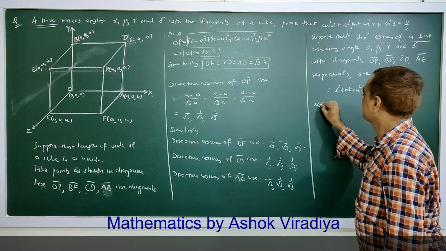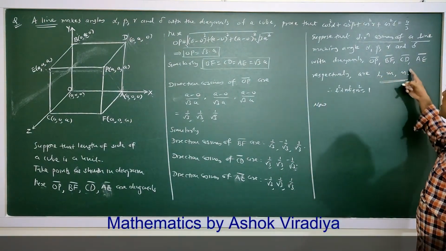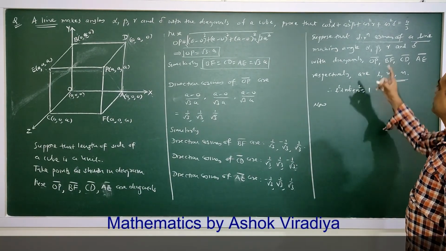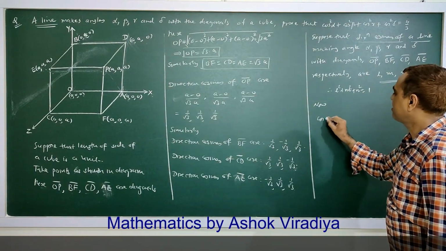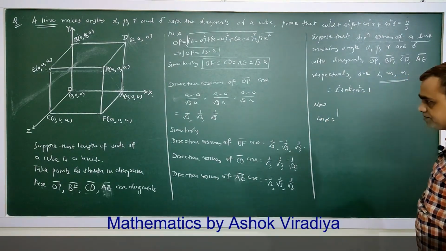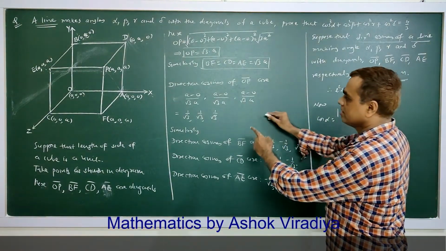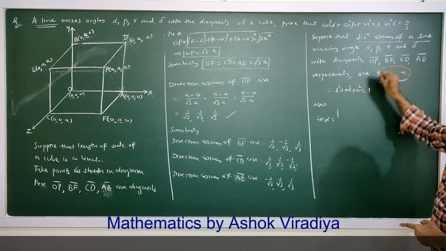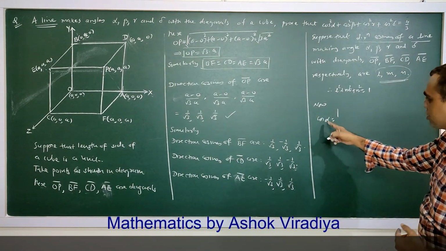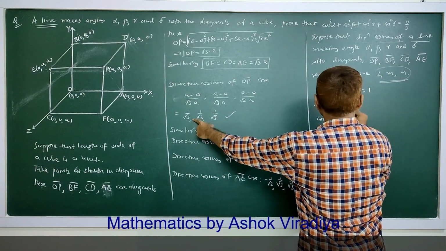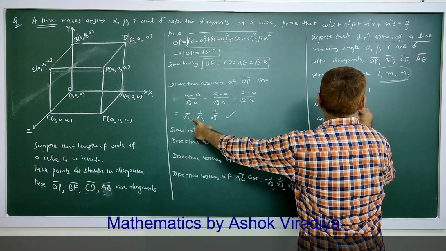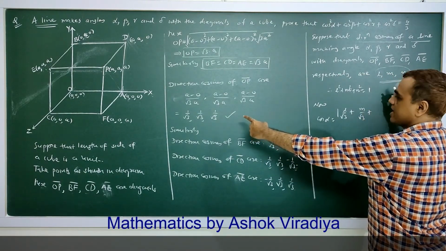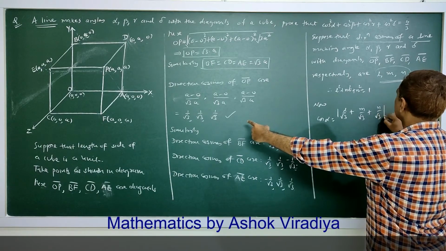Now, this line having direction cosines L, M, N is making angle alpha with OP. So cos alpha is modulus of, now see, these are direction cosines of OP, these are direction cosines of the line. So by formula, cos alpha is L into 1 by root 3, that is L by root 3, plus M into 1 by root 3, M by root 3, plus N by root 3.